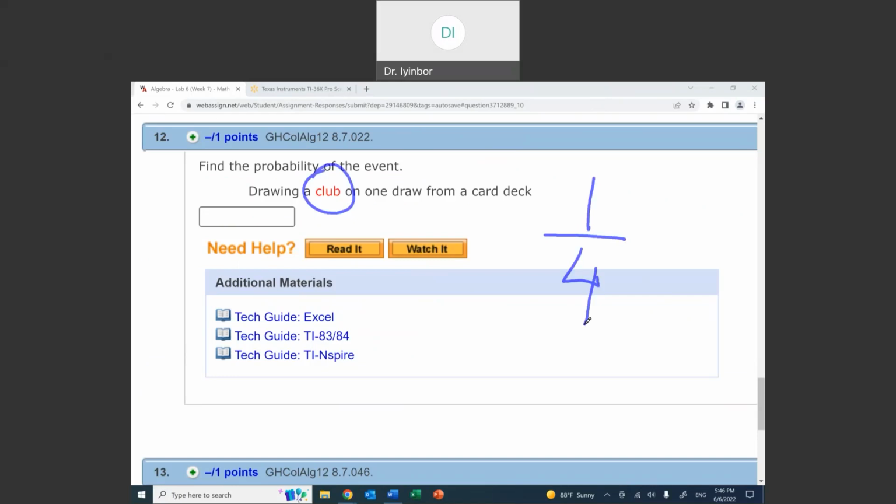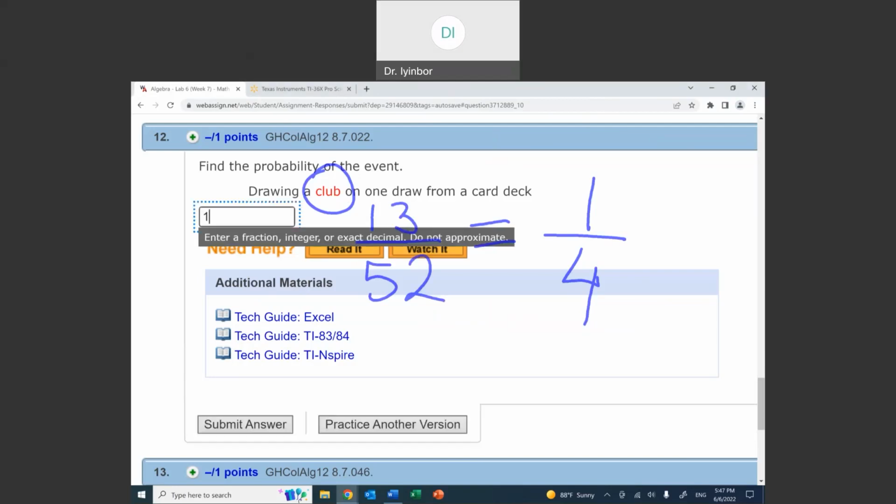Now, you can do this in a different way. You can count all the clubs. Starting with 2, 3, 4, all the way through the numbers to 10. Then you have ace, king, queen, and jack. And the total number of clubs is 13. So there are 13 clubs out of 52 cards. When you reduce 13 over 52, you're going to get the same thing. So you can look at this as 1 out of 4, or you can put 13 over 52, and it's going to be the same.